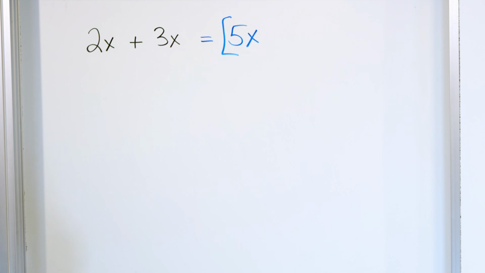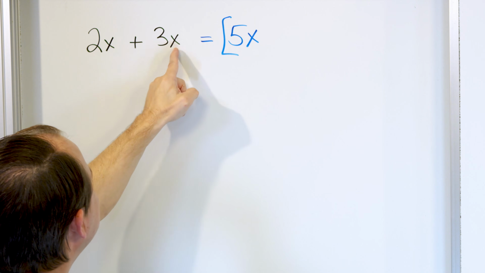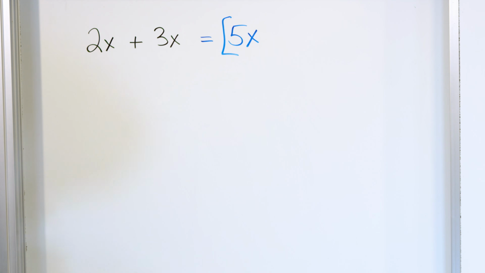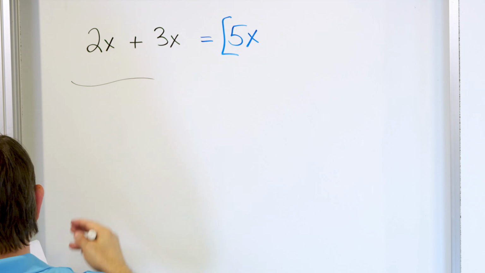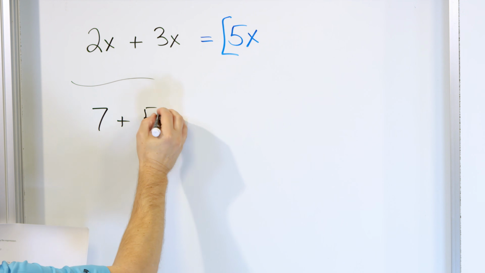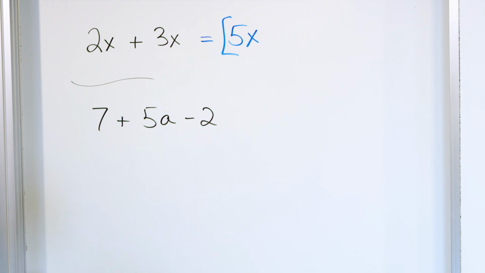Once the terms are matching, we say that these are like terms, and when we have like terms, we can just add the numbers and then the x carries to the end, because 2 coconuts plus 3 more coconuts is 5 coconuts. All right, let's take a look at problem 2. Let's say we have 7 plus 5 times a minus 2. How do we simplify this expression?